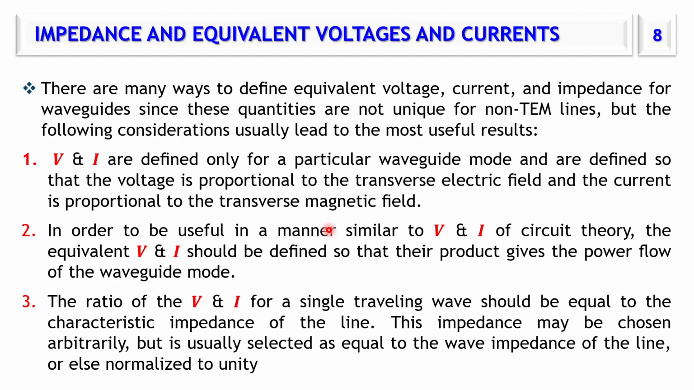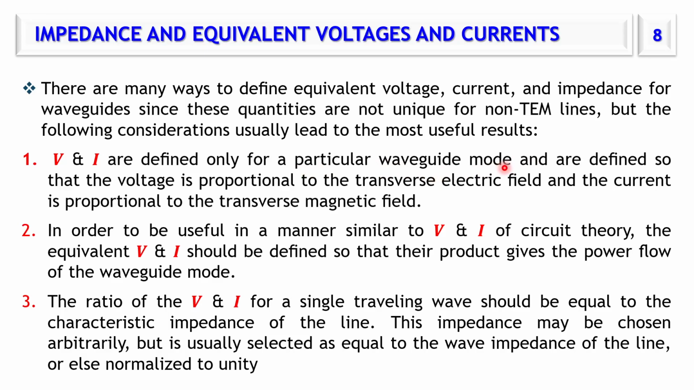As I said, there is no unique definition for voltage and current and impedance for non-TEM lines, but there are some general rules on how to define this. If we fulfill those rules, then we have a definition for voltage and current that we can use in the network analysis of microwave circuits.